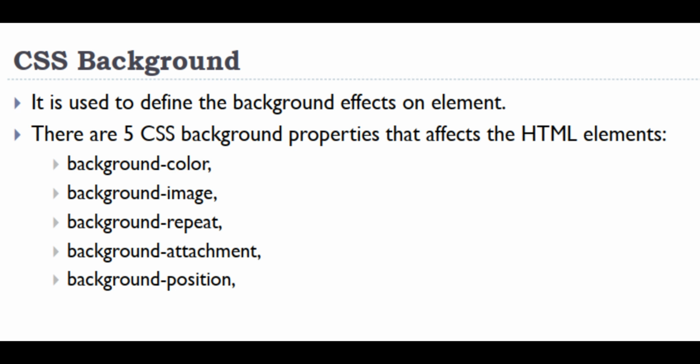CSS background. It is used to define the background effects on element. There are 5 CSS background properties that affect the HTML elements: background color, background image, background repeat, background attachment, background position.